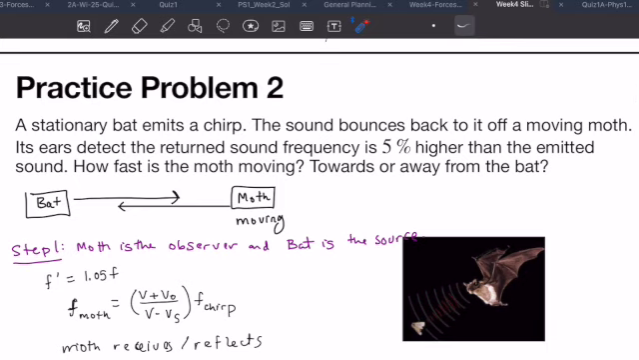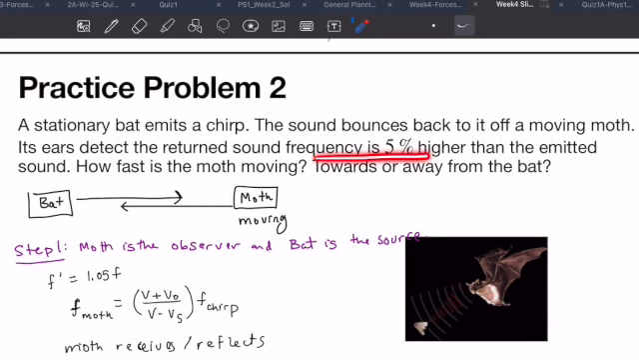Here's a picture of what's happening. We have a bat. Also, this bat is stationary. So bat's not moving. Let's just say bat's hanging off a tree or something. It emits a sound wave. Then there's a moving moth. The moth could be moving towards or away from the bat, and then reflects the sound, and then that reflected sound is then heard by the bat with a frequency that's 5% higher than the frequency that the bat is emitting. And we're being asked to find how fast the moth is moving in which direction.